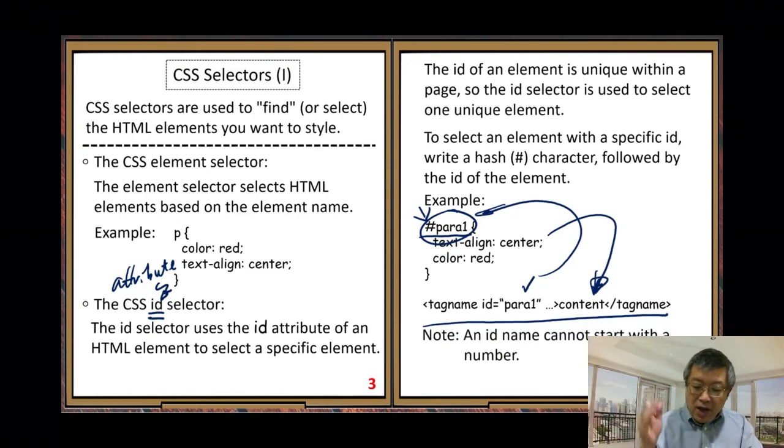Note, an ID name cannot start with a number. 2, 3, 5, you cannot start with that. It must be an alphabet character.